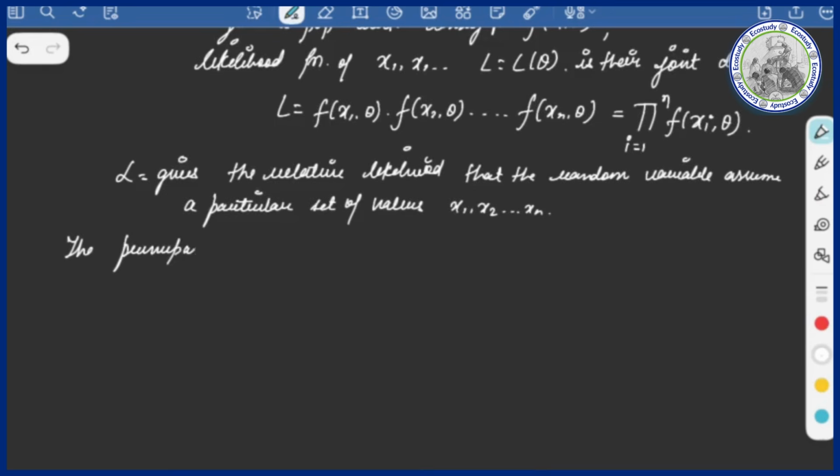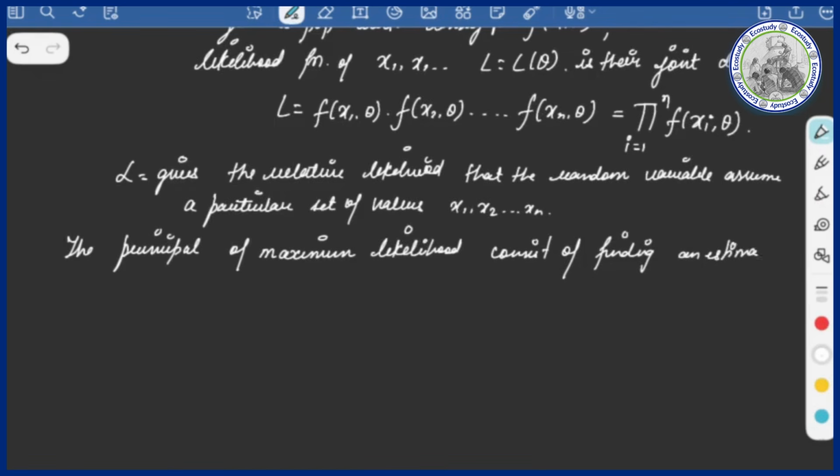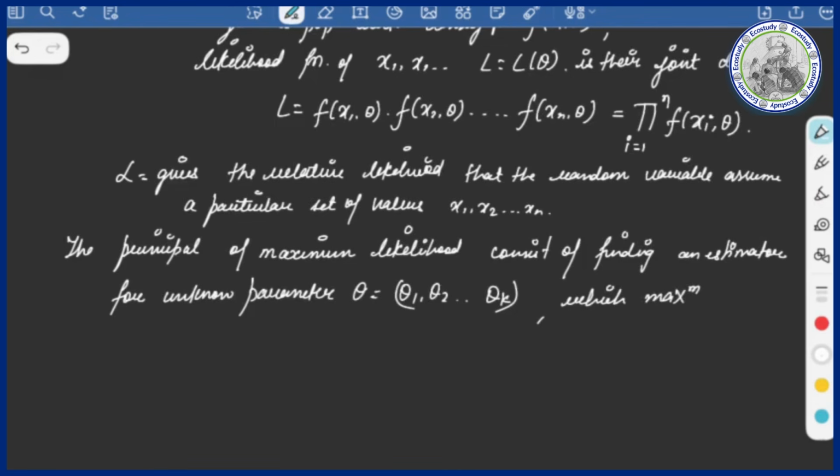the principle of maximum likelihood consists of finding an estimator for an unknown parameter theta, that is theta equals theta 1, theta 2, ..., theta k, which maximizes the likelihood function L(theta).